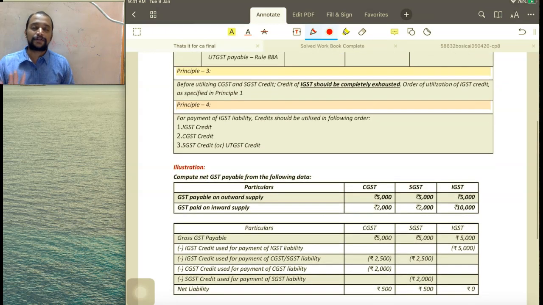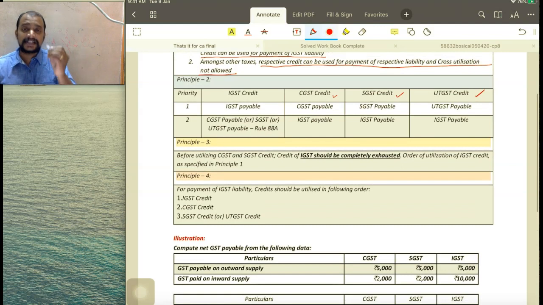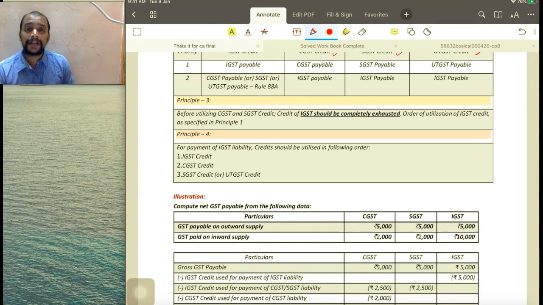Then principle number 4, what does it say? What I have seen in principle number 2 is one credit and multiple liabilities. In principle number 2, I discussed IGST credit: one credit, multiple liabilities. Now I have multiple credits and one liability called IGST liability. For payment of that IGST liability, which credit should be used first? First use IGST credit, because as per principle 3, IGST credit should be exhausted. So first IGST credit, then CGST credit, and then between SGST or UTGST you can decide.